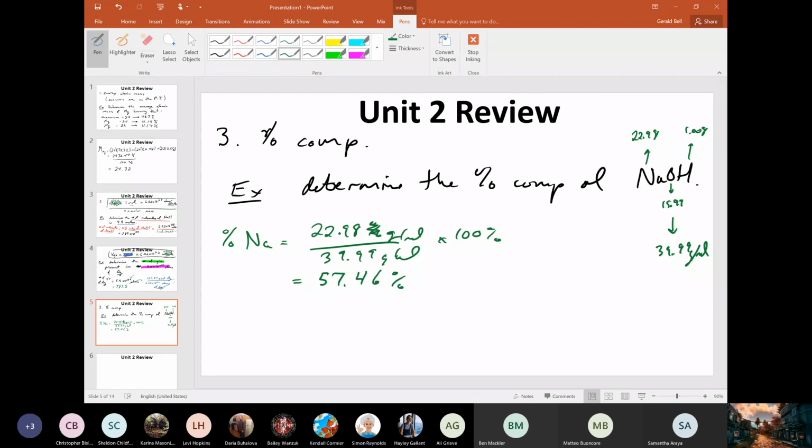So that would be our percentage of sodium. For the percentage of oxygen, there's only one oxygen, so we can just use 15.99 grams per mole and put that over 39.99 grams per mole, multiplied by 100%.